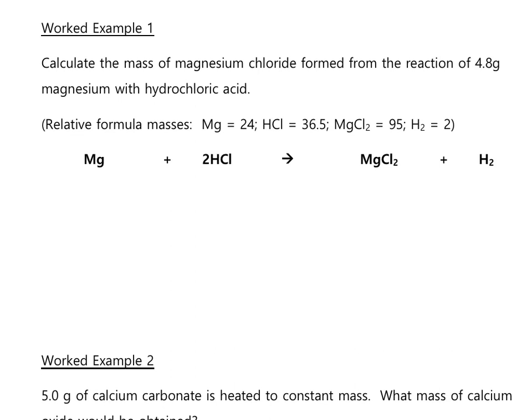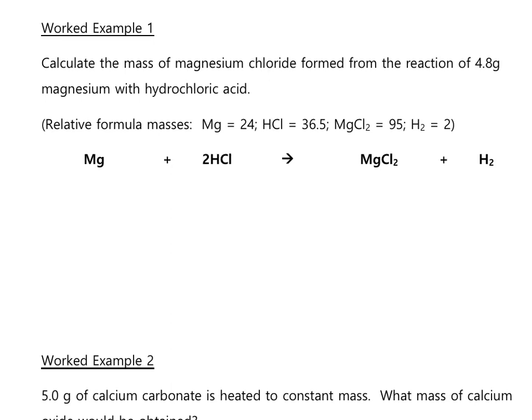So let's read this question first of all. It says, calculate the mass of magnesium chloride formed from the reaction of 4.8 grams of magnesium with hydrochloric acid. So make sure to read the whole question first of all and make sure you understand, well, what am I being asked to do? But let's now follow the step-by-step guide from page 16.